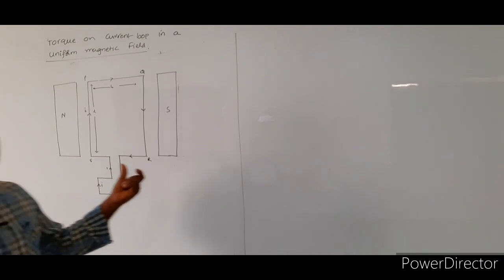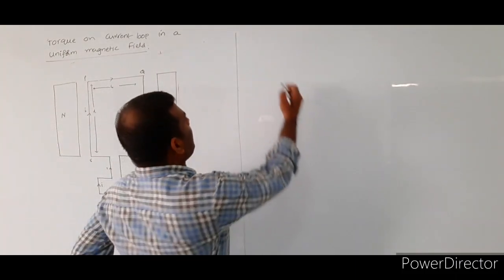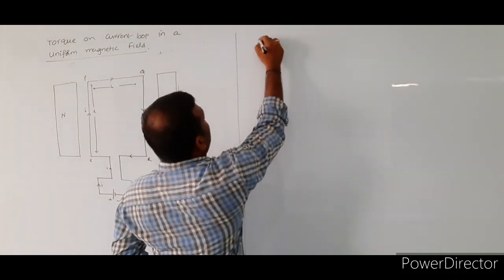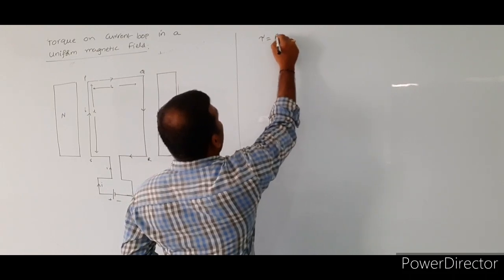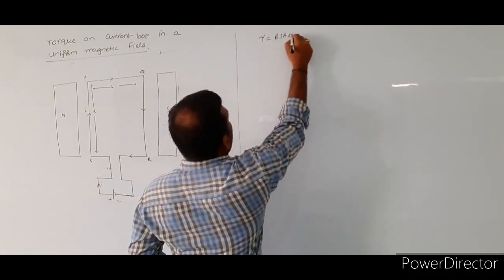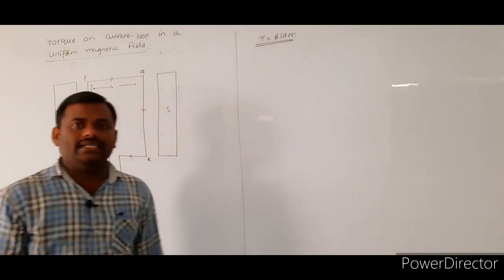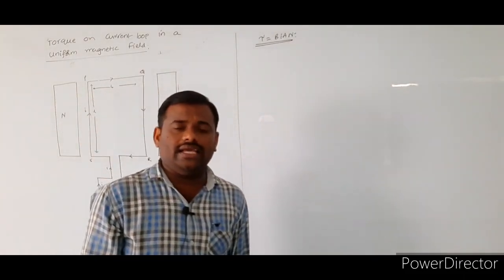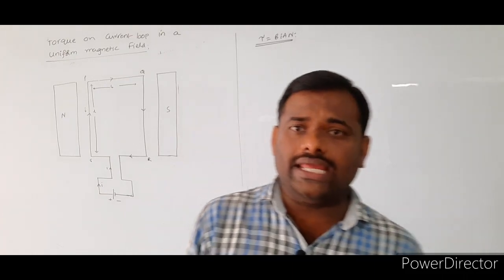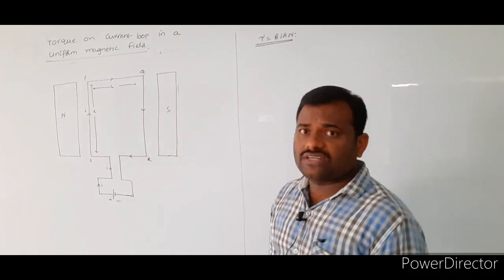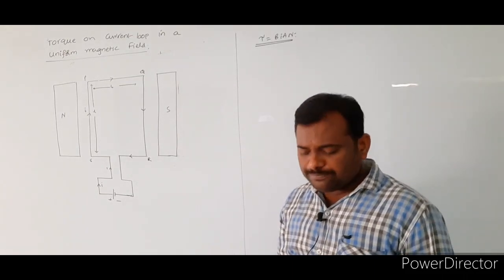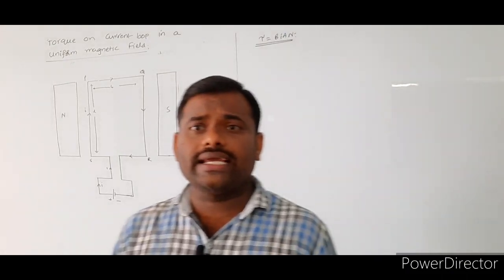Here our main aim is to derive the expression for the torque acting on the rectangular current carrying loop. We have to derive the expression for what? Torque acting on the rectangular current carrying loop.